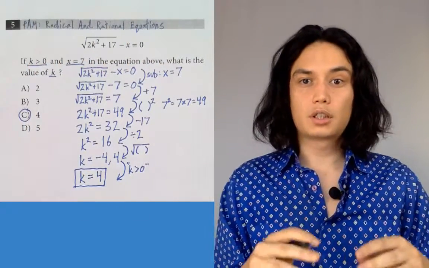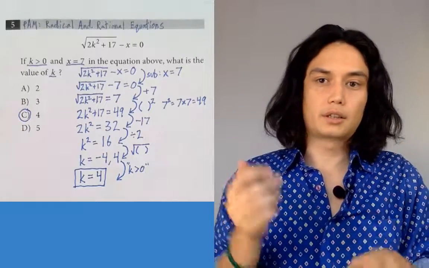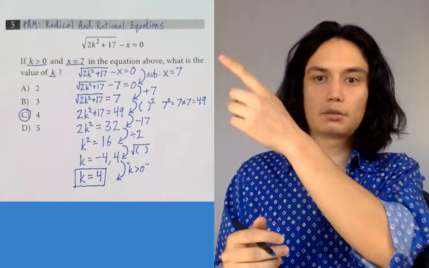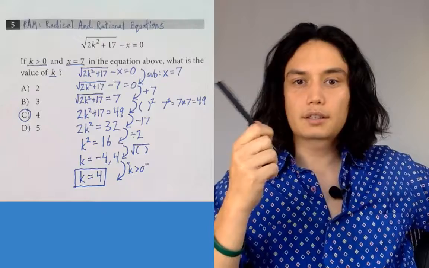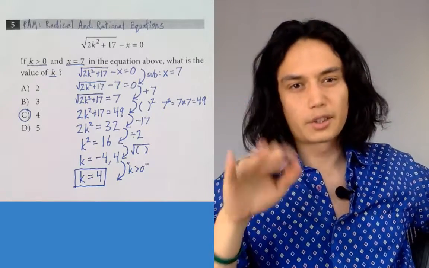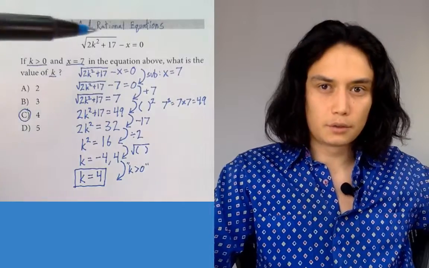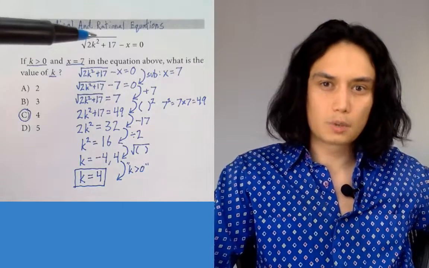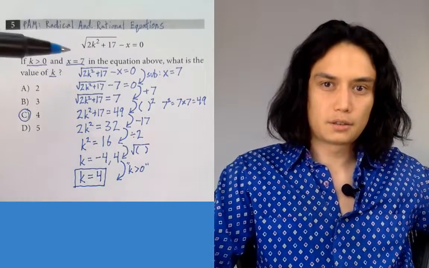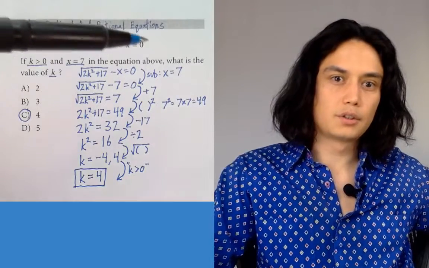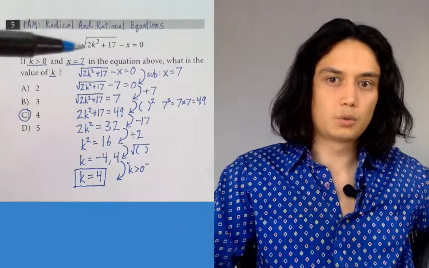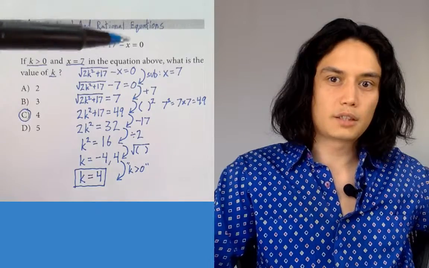Question number 5. In this question they give you an equation that looks kind of scary because there's a square root sign. Look at that radical over there. And then they're asking you to solve for k. So let's just read it. This is the square root of 2k squared plus 17, minus x, equals 0. So this is the equation right here.